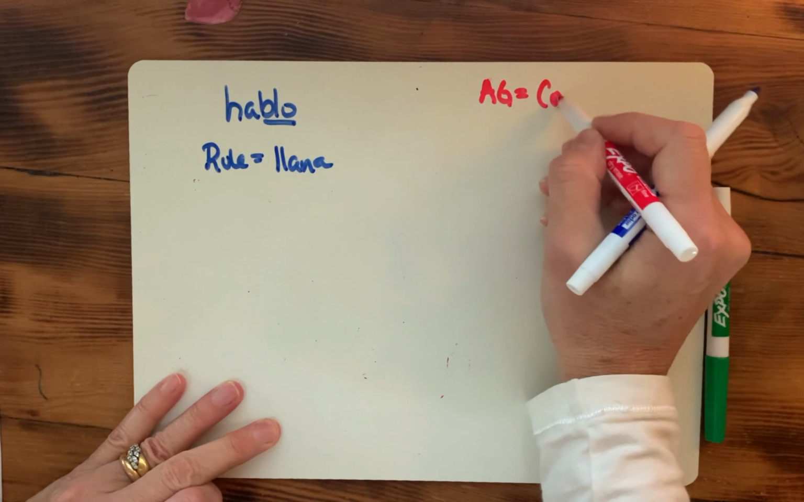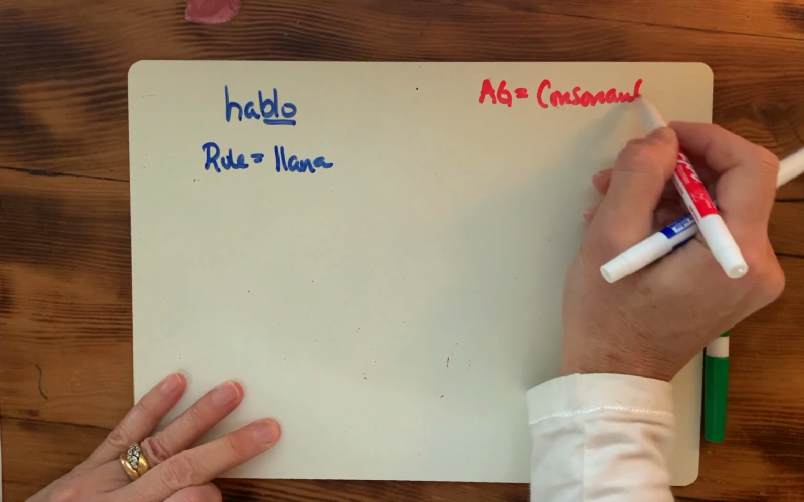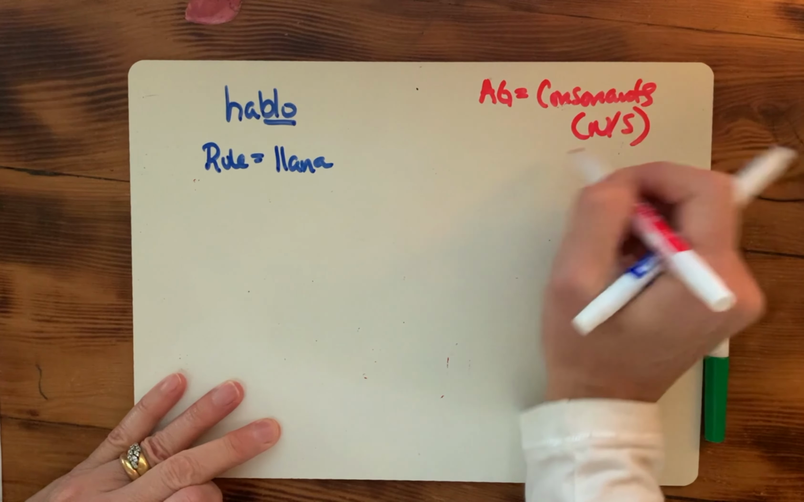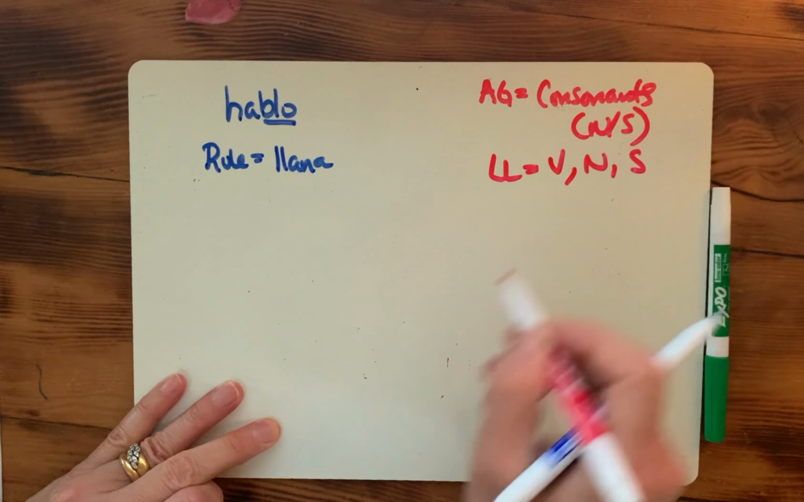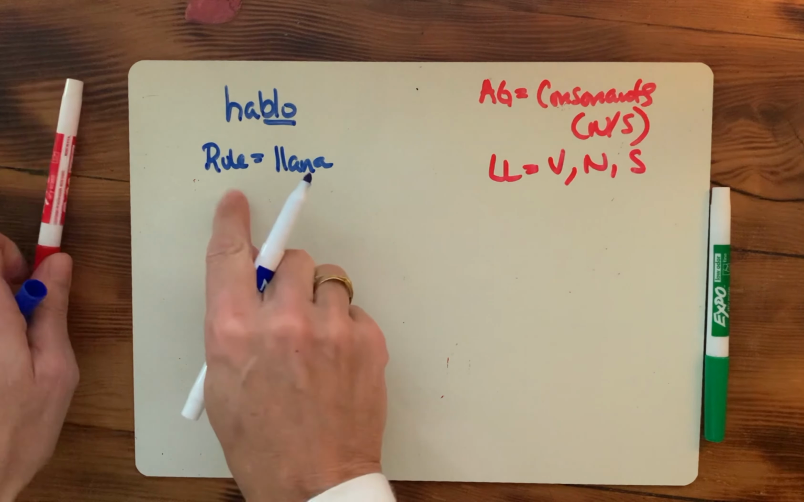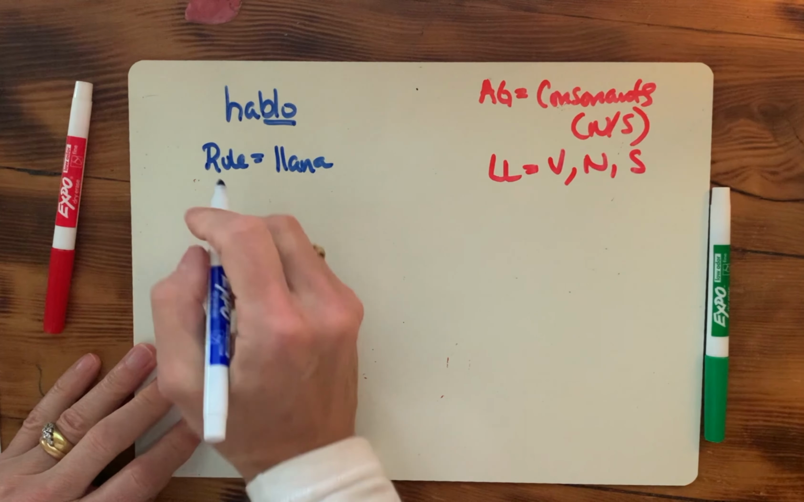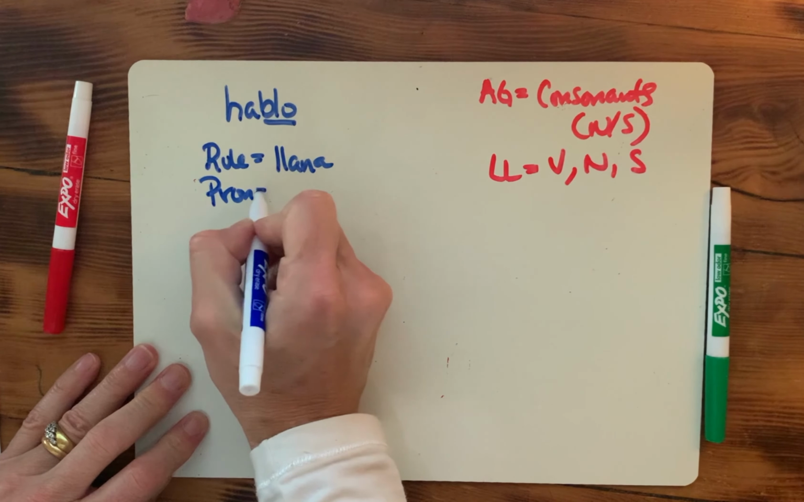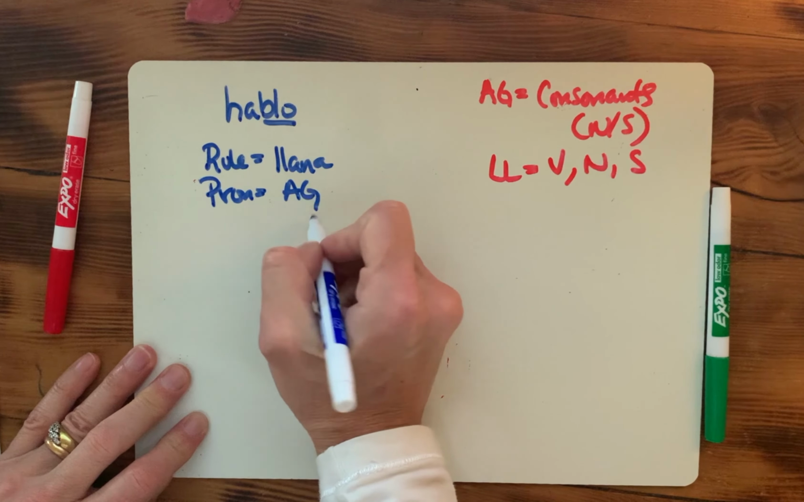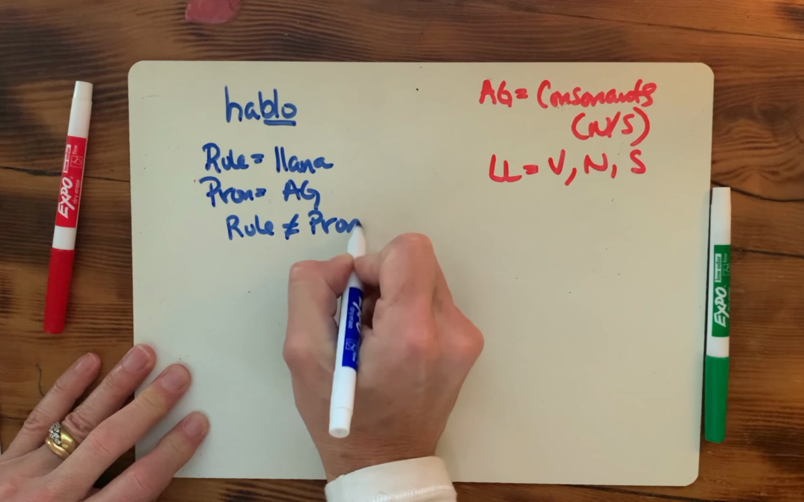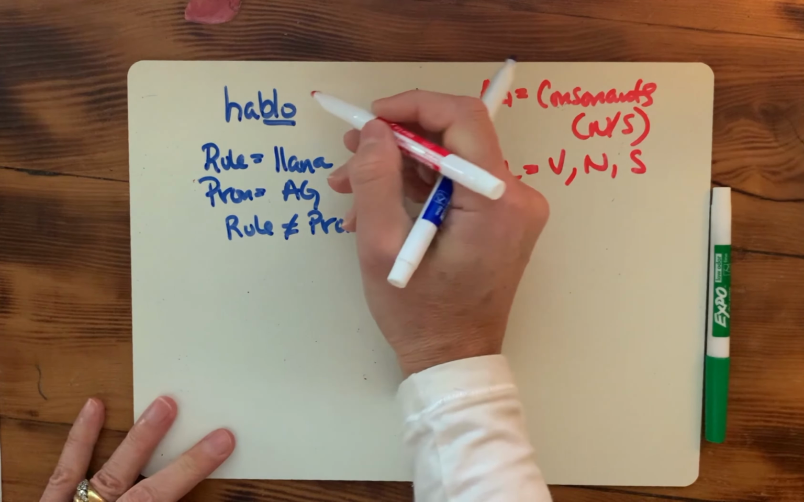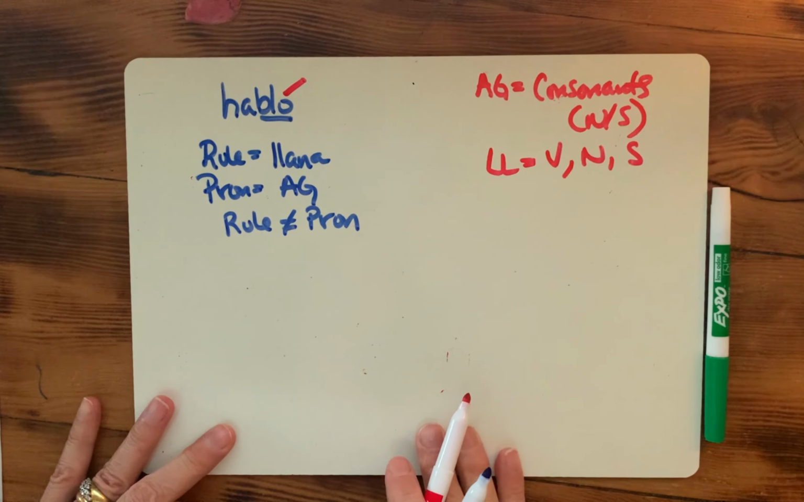Agudas are words that end with consonants, except N or S, and llanas are words that end with a vowel, N and S. So that means the rule says that that word is a llana. How I'm pronouncing it is an aguda. Because the rule does not match the pronunciation, you automatically know that the word needs an accent mark.